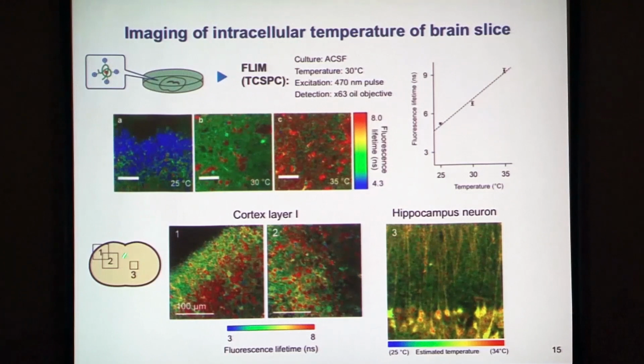And when you go into the deep area of the slice, we can see a very interesting temperature distribution, such as a very heterogeneous temperature distribution in the cortex layer 1 or hippocampus neuron, where the dendritic structure has shown a different temperature. And the cell body also has a heterogeneous temperature distribution, even in a steady state.